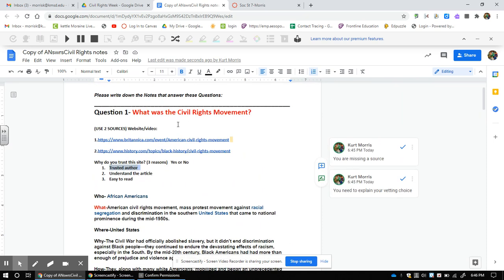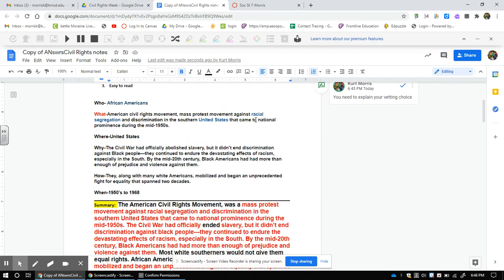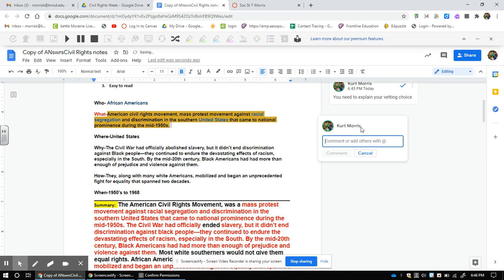So the first question, again, this is the civil rights one that we've done before. What was the civil rights movement? Okay, I'm going to go through and make sure up here they explain in their notes what the civil rights movement was. If they don't explain that in their what, and it's a what question, I'd come over here and say your what notes are lacking detail. Go, let them know though, tell them.